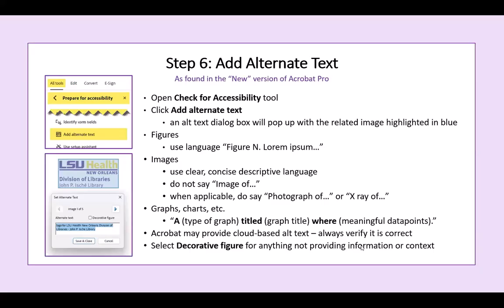All right, so Acrobat may provide cloud-based alt text. You'll always want to verify it. It's actually an option sometimes that you can turn on or turn off. It may depend on the version that you're using. Just as with all things AI, just verify. And then you select decorative figure for anything that's not providing information or context, like that little bar that would separate the text. You would select it as decorative.